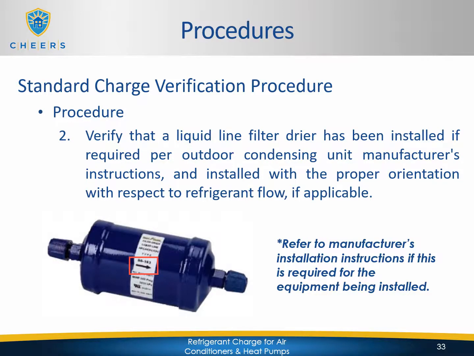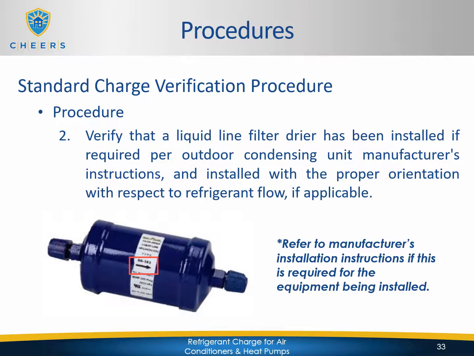Next, you'll want to verify that a liquid line filter dryer has been installed if required by the outdoor condensing unit manufacturer's instructions, and that it is installed with the proper orientation with respect to the refrigerant flow if that's applicable. So how do we know if a filter dryer is required? You will need to get the installation instructions from either the installing contractor, or oftentimes you can go online to the equipment manufacturer's websites. They'll have instructions available for download as a PDF. So you can go in there and look and verify, and if that manufacturer does require that a filter dryer be installed, then it should be installed.